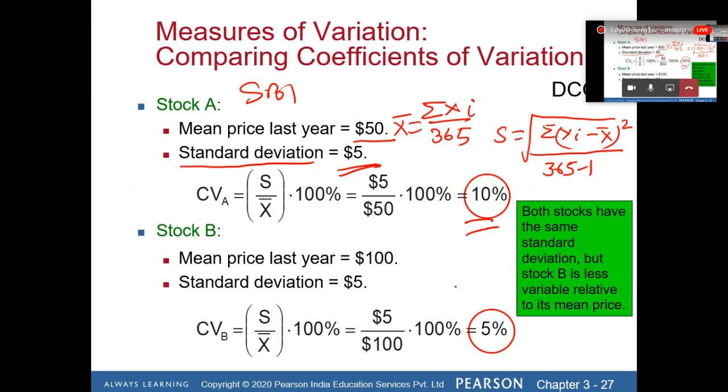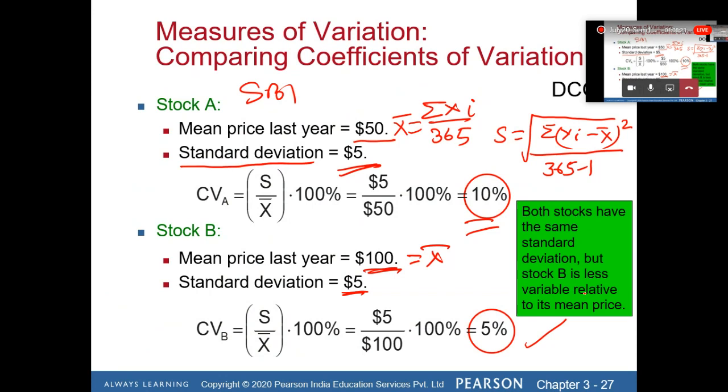Now ICICI Bank, in the same manner I calculated. I got the x bar, using this 365, 100 rupees is the average last price. Last year's average was 100 rupees. It is better, and the standard deviation is 5. But the coefficient of variance is 5%.